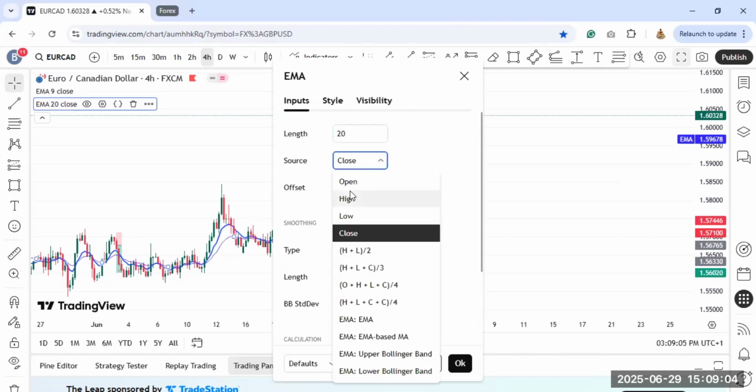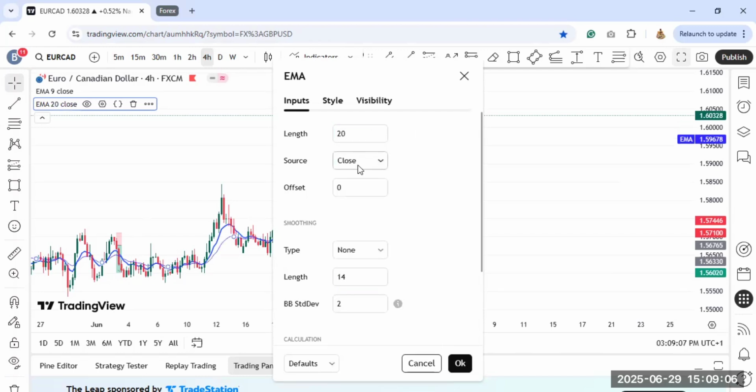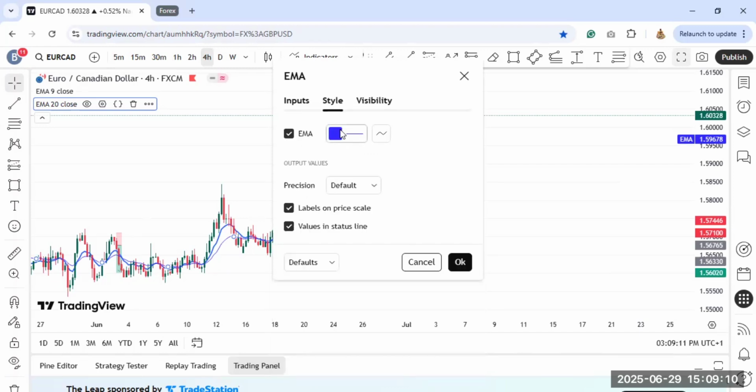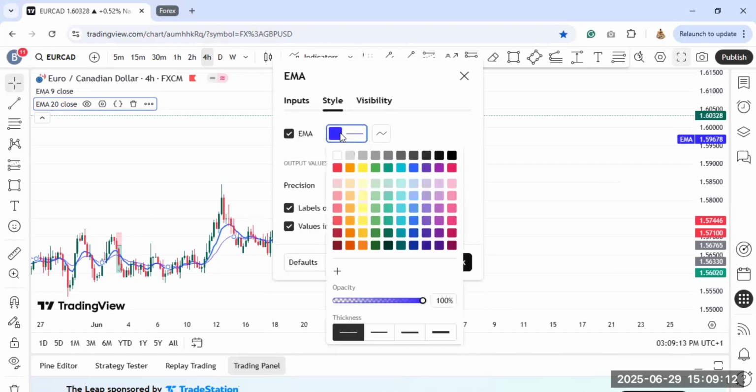There are a lot of options. I choose the close. Now go to style for the 20 so that you don't have the same blue and blue color. So I'm going to click on the red color for the 20, and I will increase the thickness to be thicker than that of the 9 to show me that is the bigger one. That is all that you need.